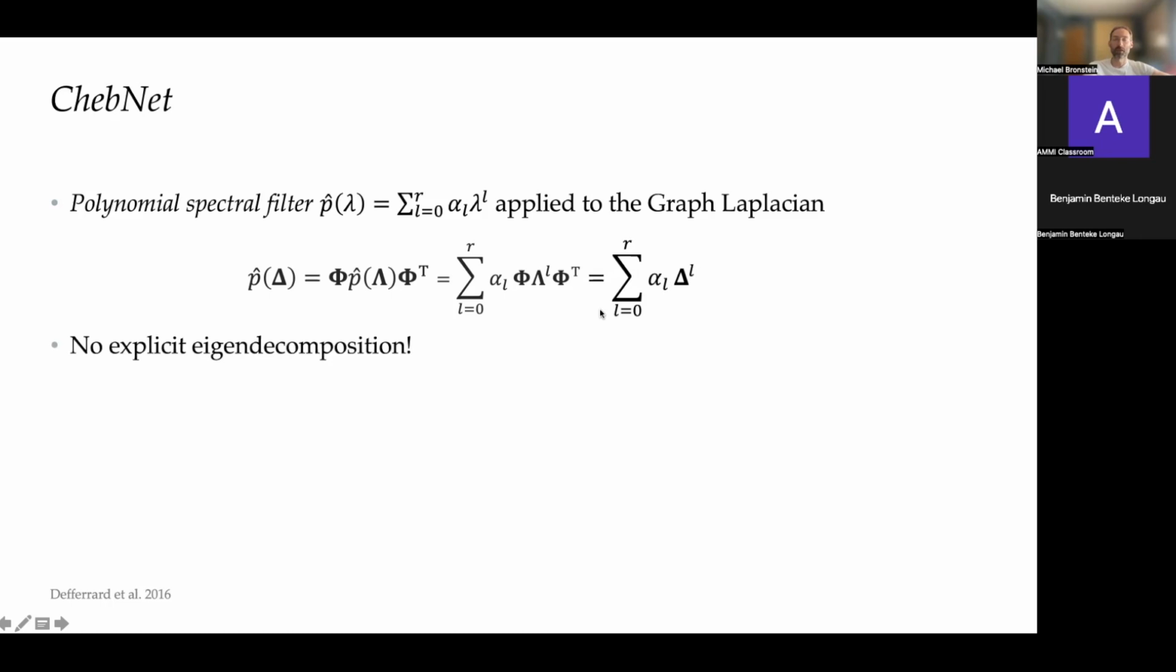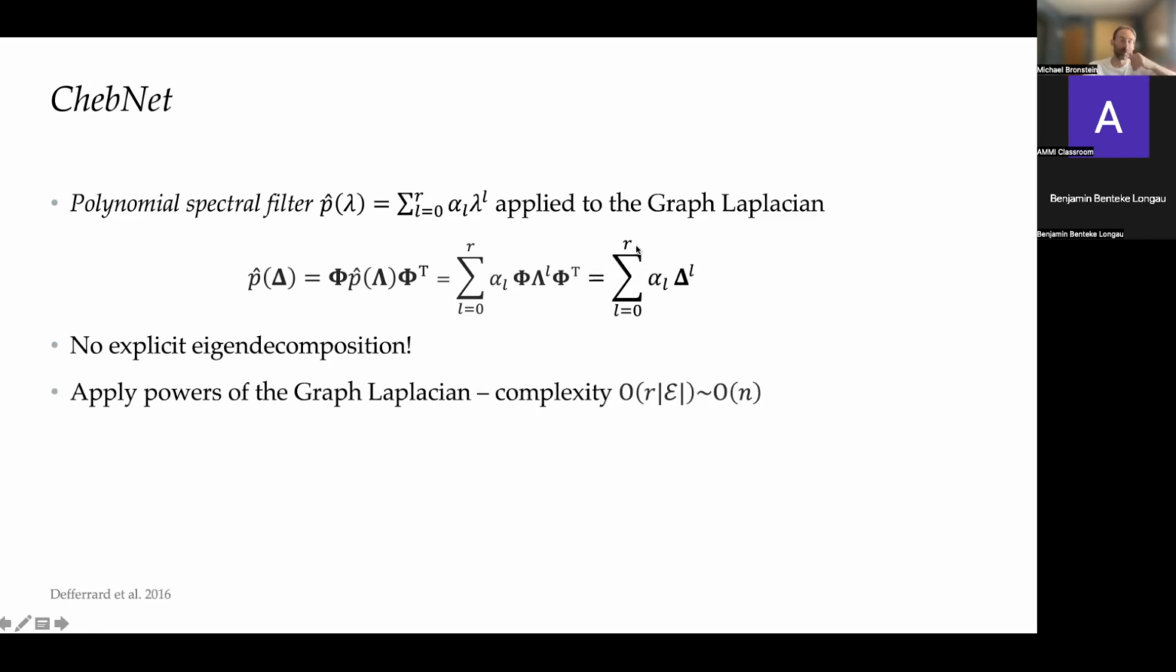So you see that we can avoid explicit eigendecomposition whatsoever, right? I don't really need to compute these phi's and multiply by the phi's. I just need to take the powers of the Laplacian. So what does it take to compute the power of the Laplacian if I have a polynomial of degree r? I need to multiply by a sparse matrix r times. So it's order of the number of edges, right? Or on the mesh, it will be order of n approximately. It is stable under graph deformations.